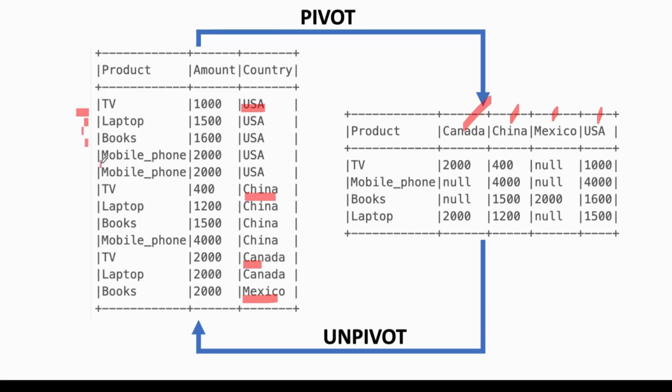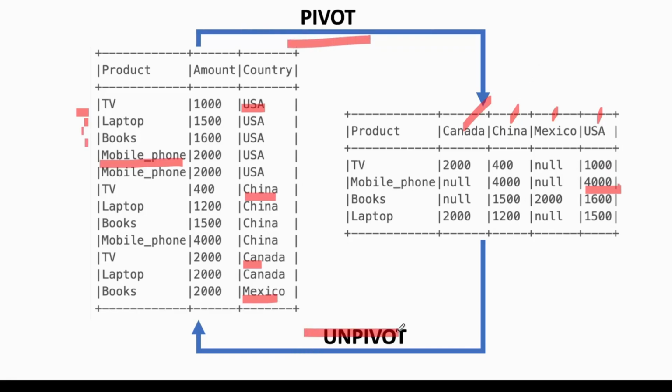So let's take the example of the mobile phone. The mobile phone amount is 2000 for the USA. Each entry has a separate amount, 2000, so it will be summed up. I want the sum of each amount. So if you look at USA for mobile phone, it is 4000 because we are summing it up. So that is actually a pivot.